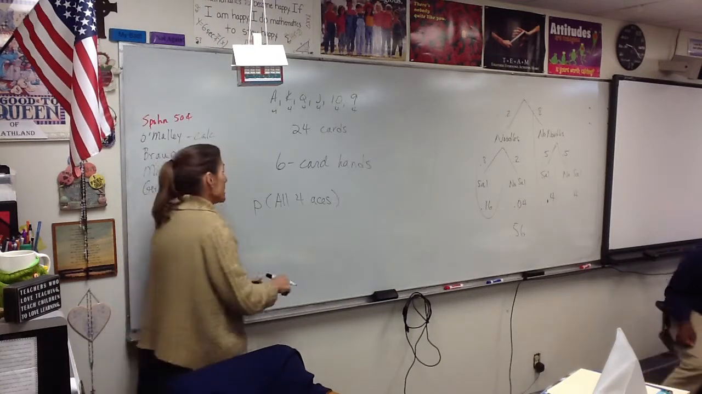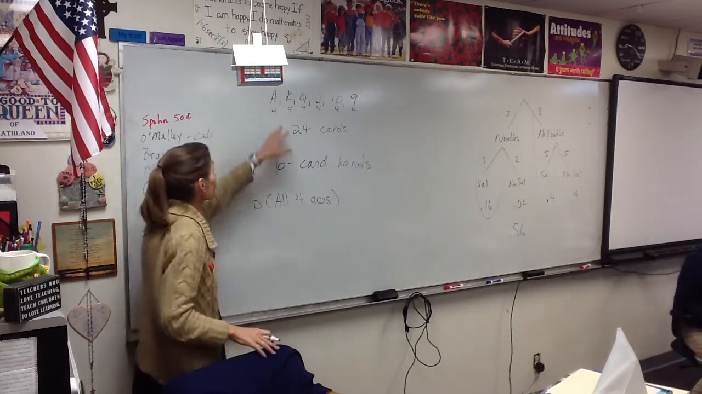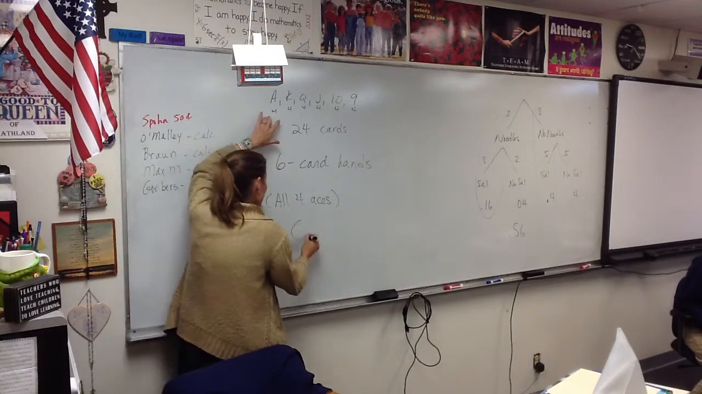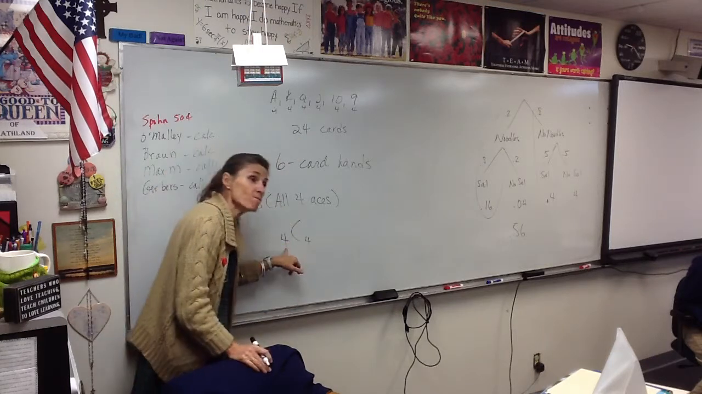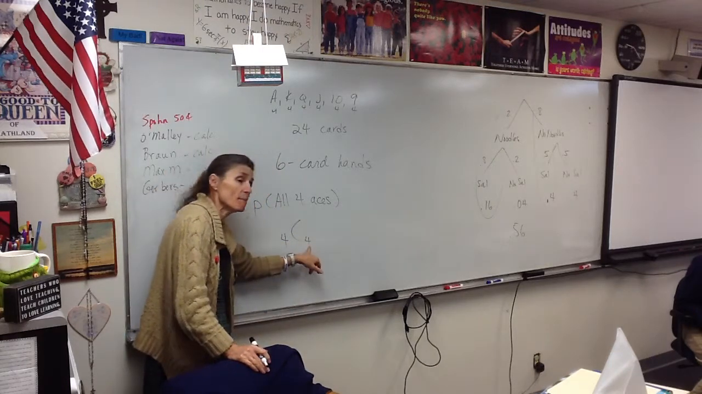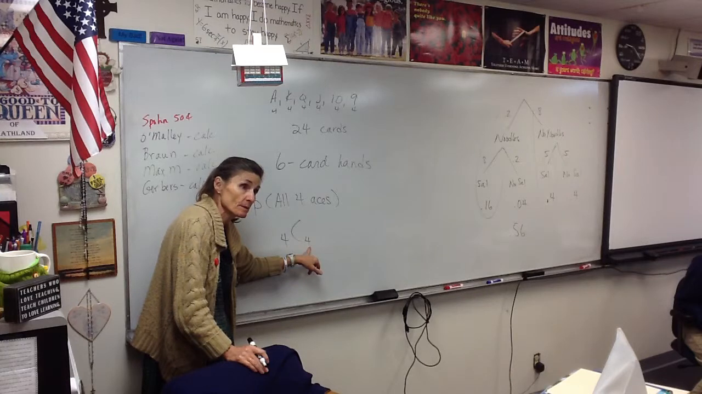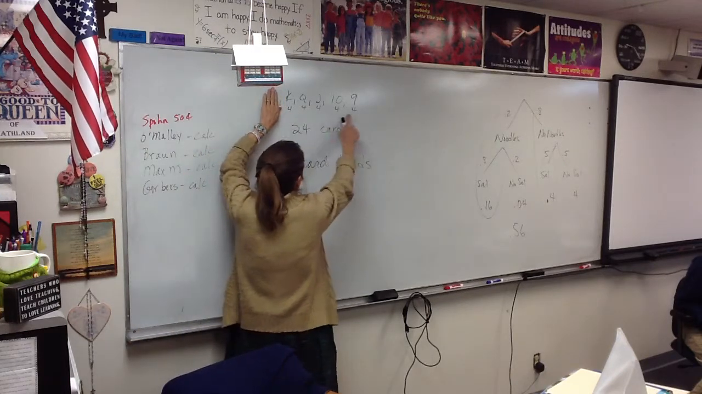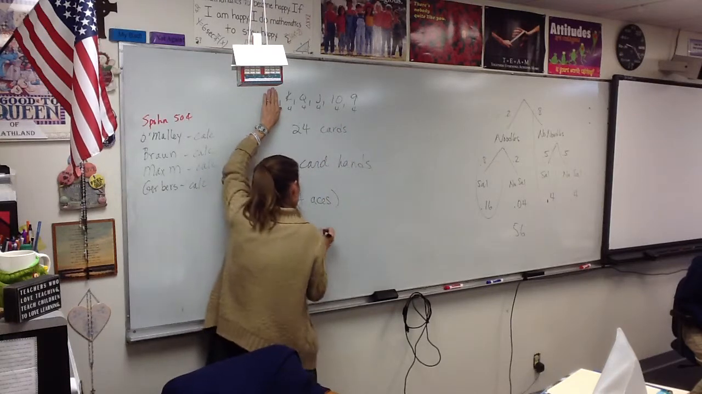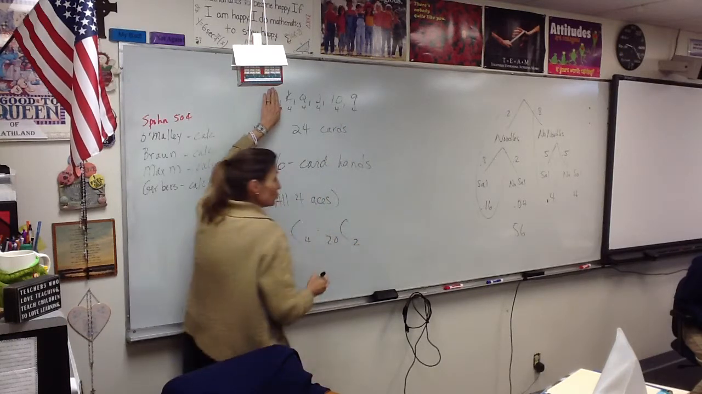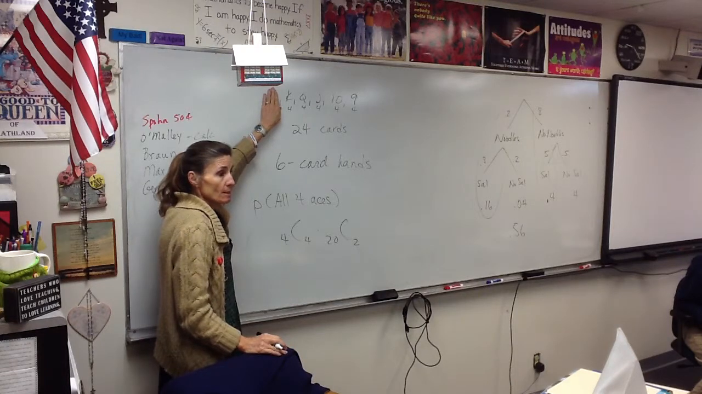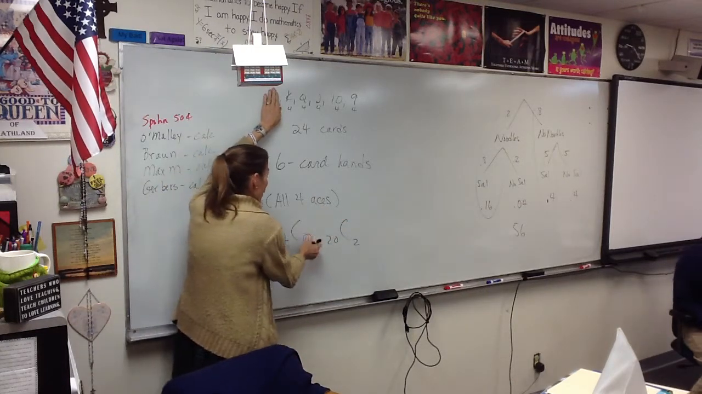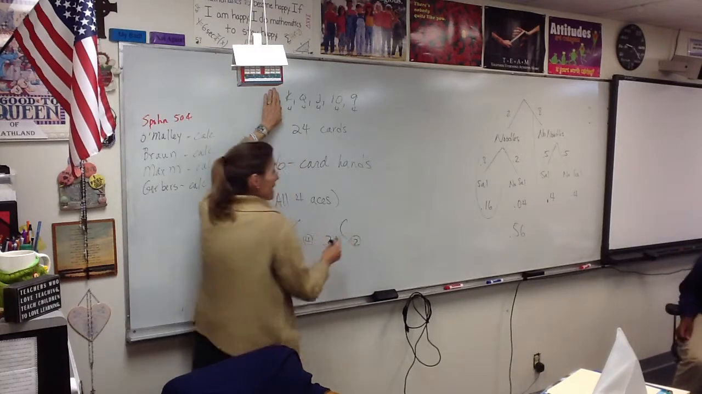Now, how many aces are there in the deck to choose from? That would be 4C4. There are only 4 aces, Maya, and you need to pick them all. Now, how many other cards are there? If we take the aces out, there are 20, and we need to pick 2 of those. This is a 6-card hand: 4 aces, 2 not aces.